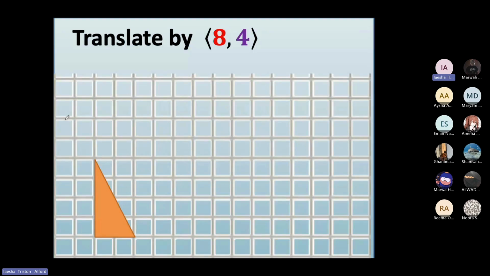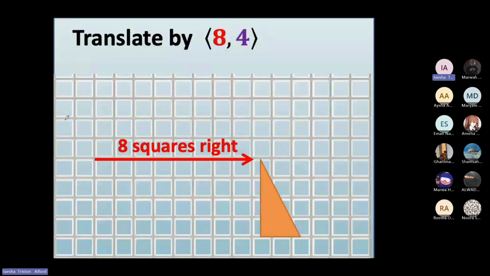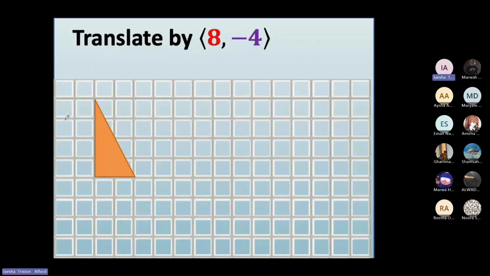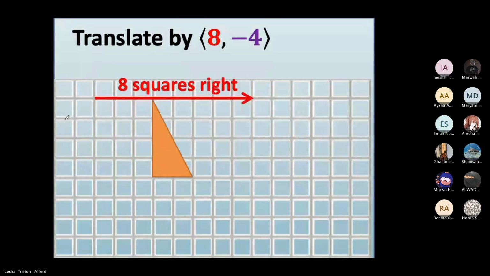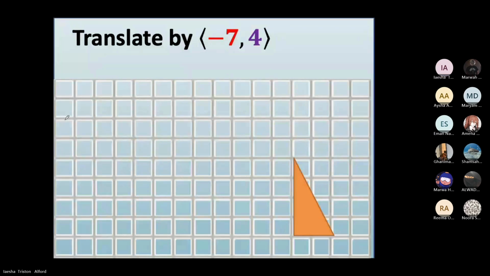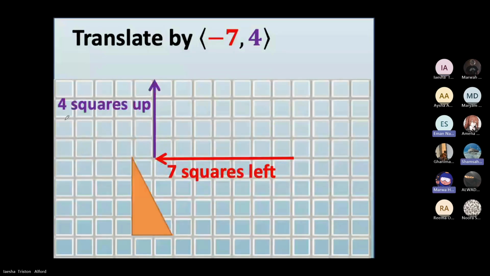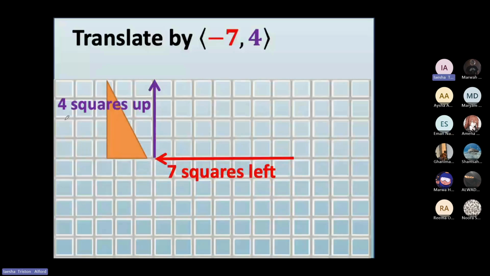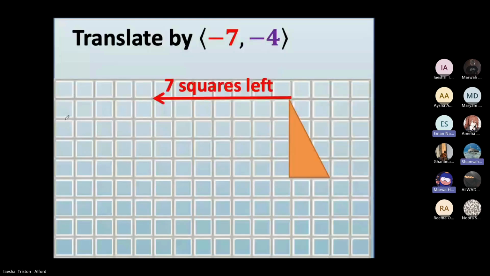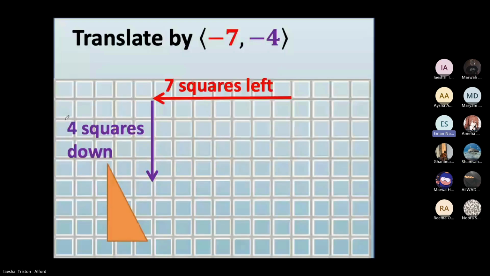Here, see it. What's the movement? 8 right, and then 4 up. What's the movement? Quick. 8 right, 4 down. What's the next one? Quick. 7 left and 4 up. Okay, be quick. It's fast. 7 right, 4 down.